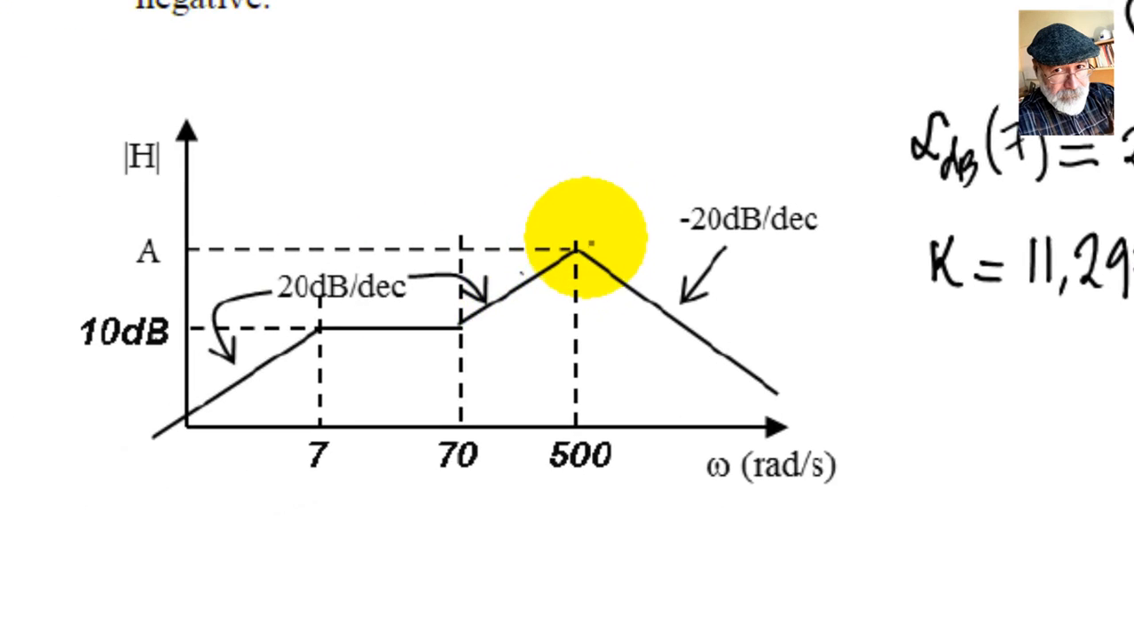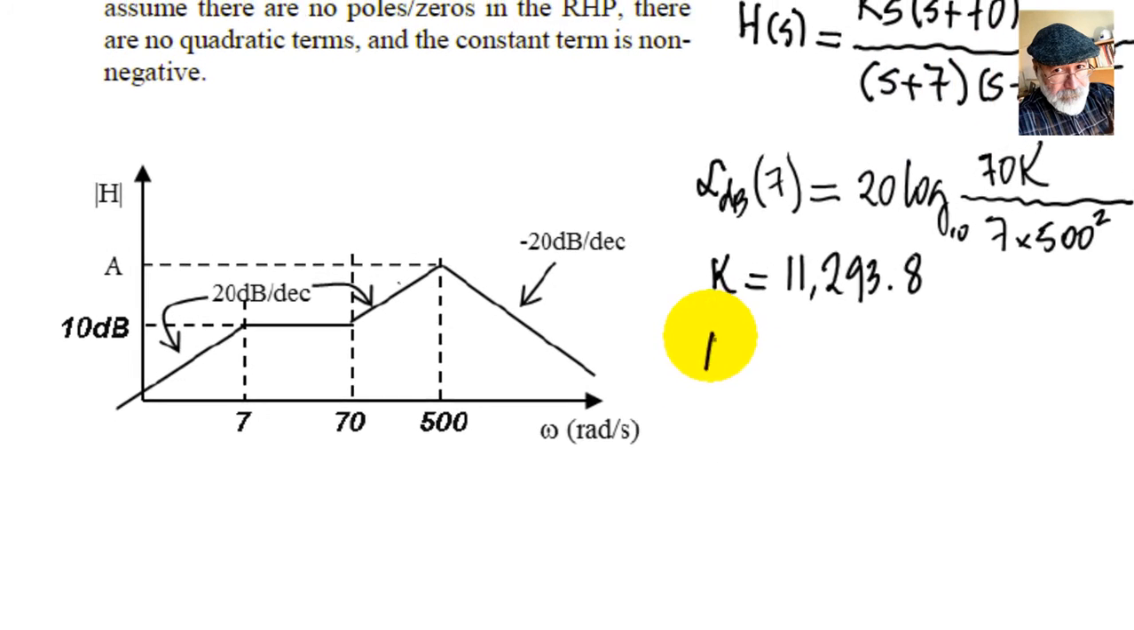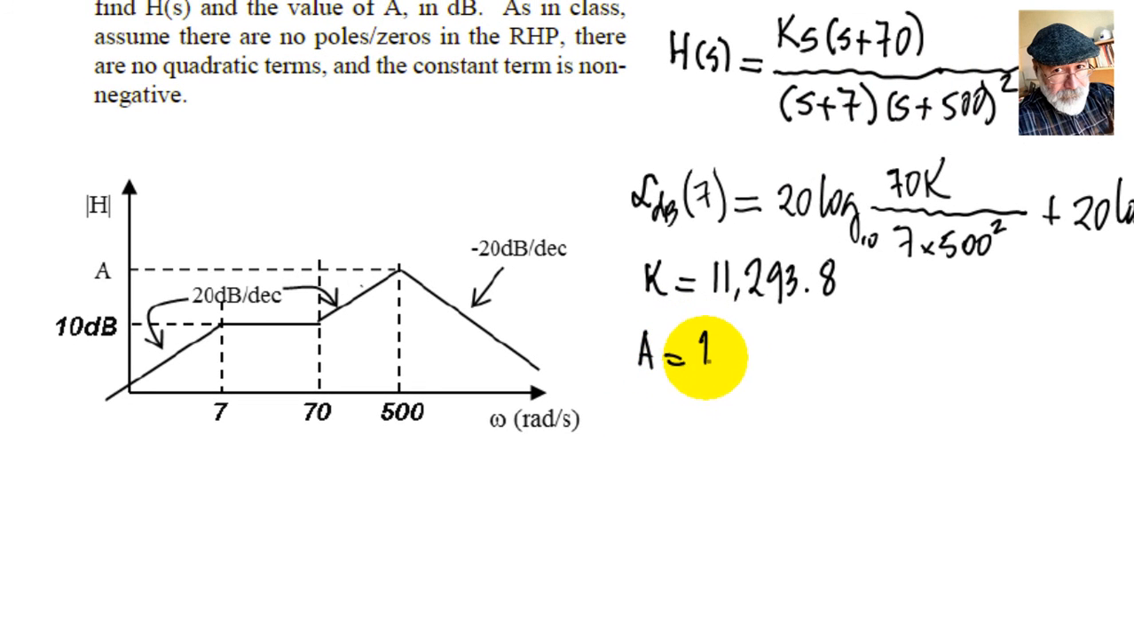What about the value of A? Well, the value of A is 10 decibels plus this rise from 10 all the way to the top. But this slope is 20 decibels per decade, and we know the distance between 70 and 500. That is log 10 of 500 over 70. Those are decades. Multiply that times 20, and you get that the value of A is 10 decibels plus 20 logarithm of 500 over 70, right?